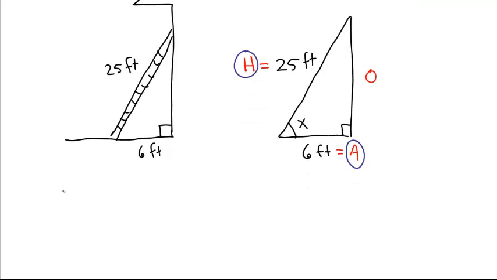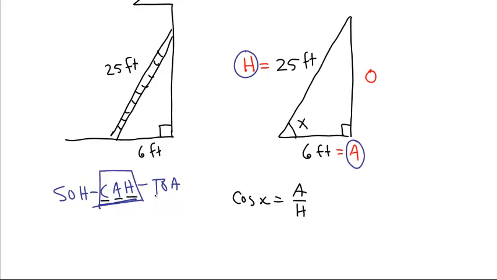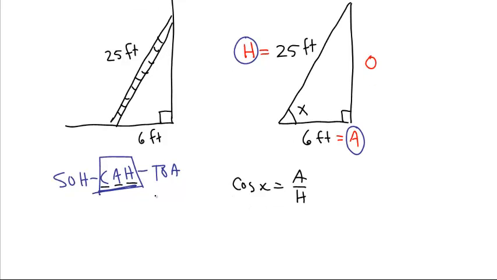We talk SOHCAHTOA. And we have A and H, so we're talking cosine. So we say, well, we know that the cosine of x is adjacent over hypotenuse. That's what this cosine A over H formula says. And in this particular case, we know that the cosine of x is 6 over 25.